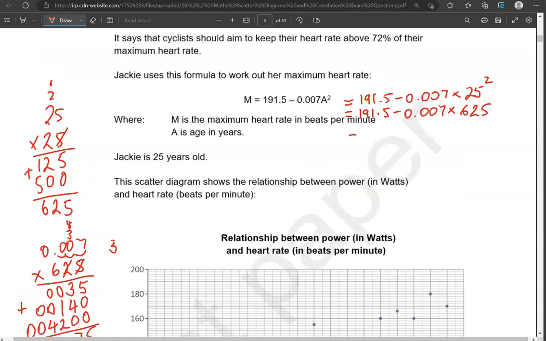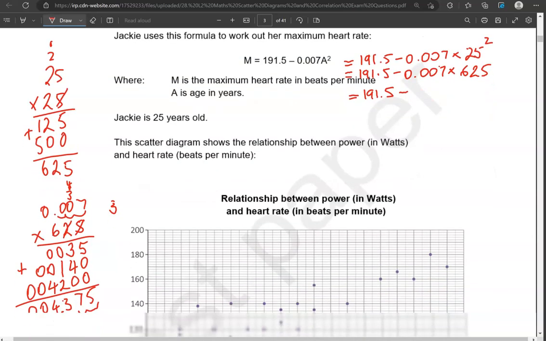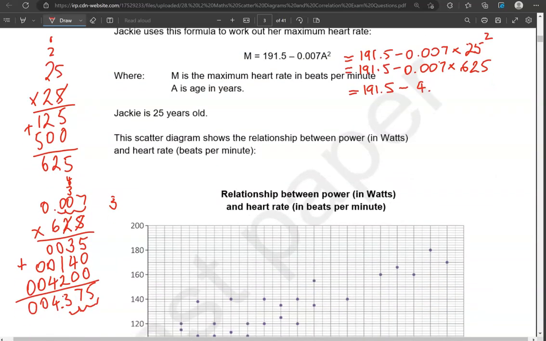So we're going to do now 191.5 minus 4.375. You can fill these two with zeros. So we're taking away 5 from the 0, which means we've got to borrow. But we haven't got anything in here. It's a 0. So we're going to borrow from the 5.